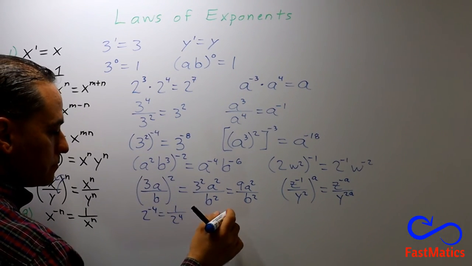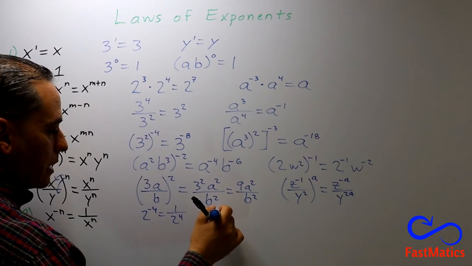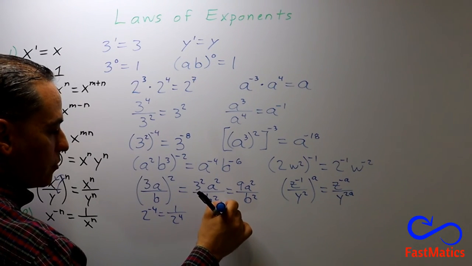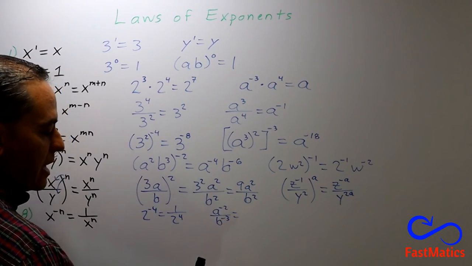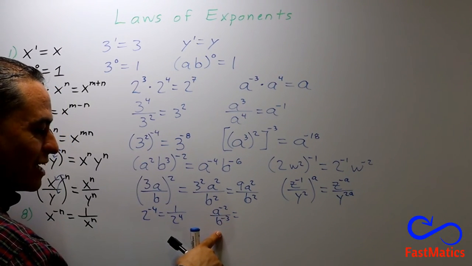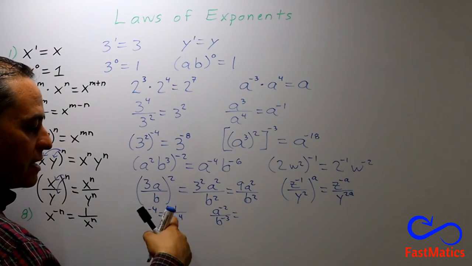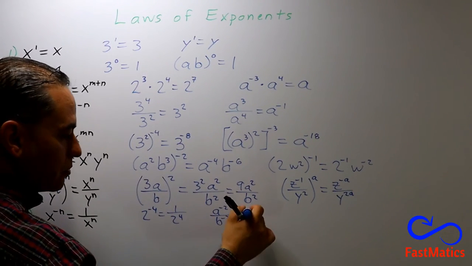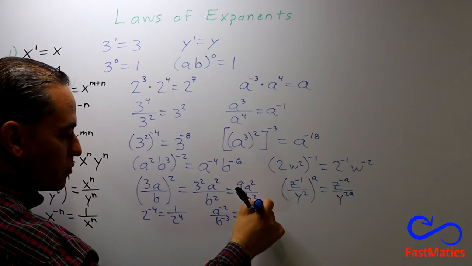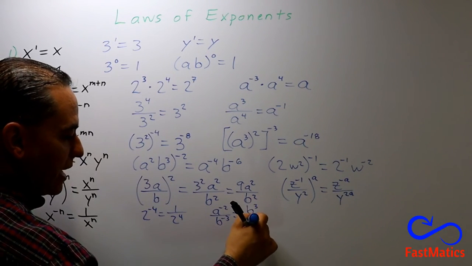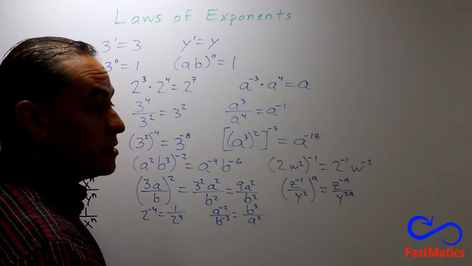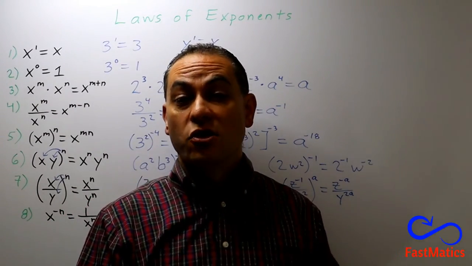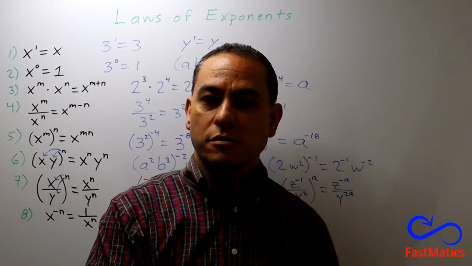Another example, a to the power of -2 over b to the power of -3. If it is in the denominator, you can pass it to the numerator and vice versa. So you can write it as b to the power of 3 over a to the power of 2. And that's it. Very, very simple, but you have to memorize those laws, those rules.